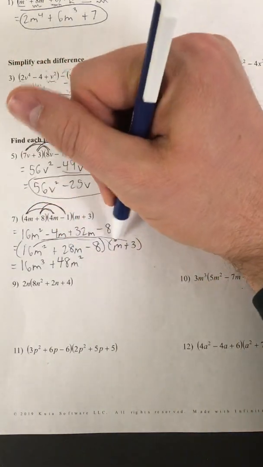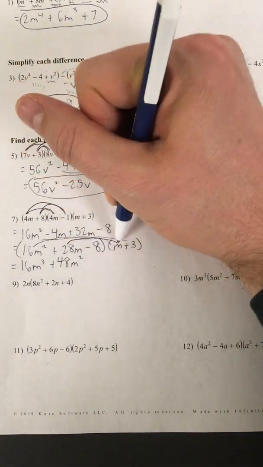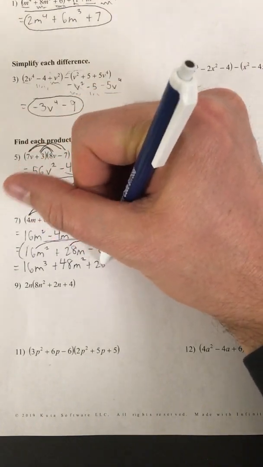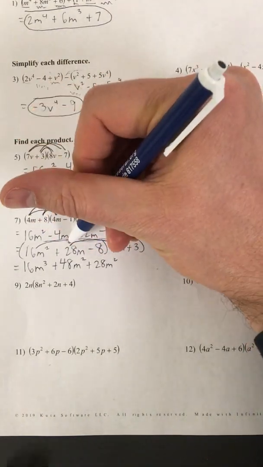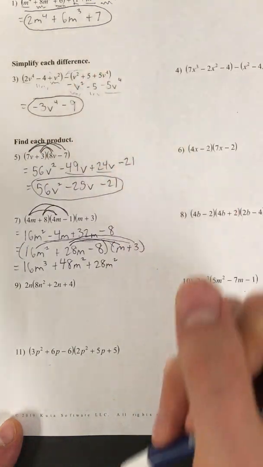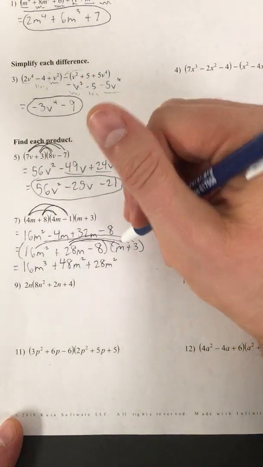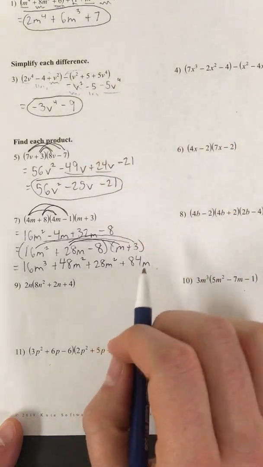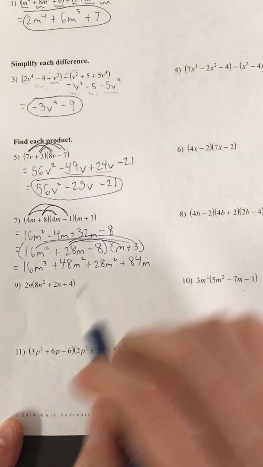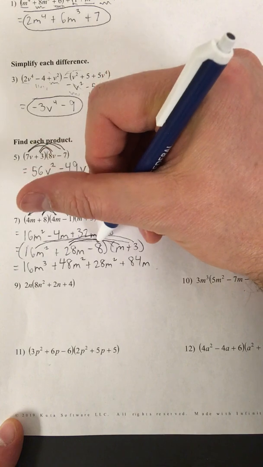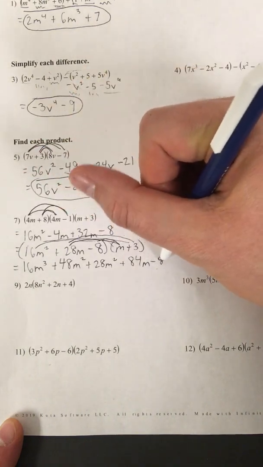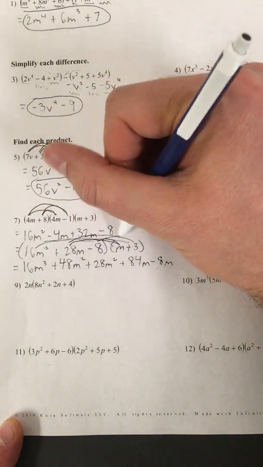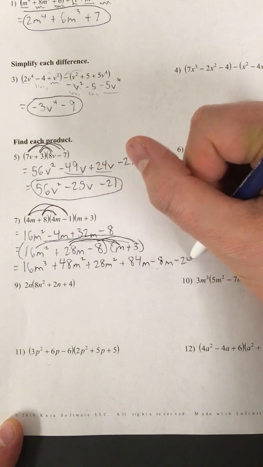And then 28 times each of these. 28m times m, that's plus 28m squared. And then 28m times 3. Let's see, that's going to be 84. Plus 84m. It's really easy to lose an m right here. Make sure you keep track of your variables. And then I've got this negative 8 times each of these. Negative 8 times m is going to give me negative 8m. And then negative 8 times 3 is going to give me negative 24.